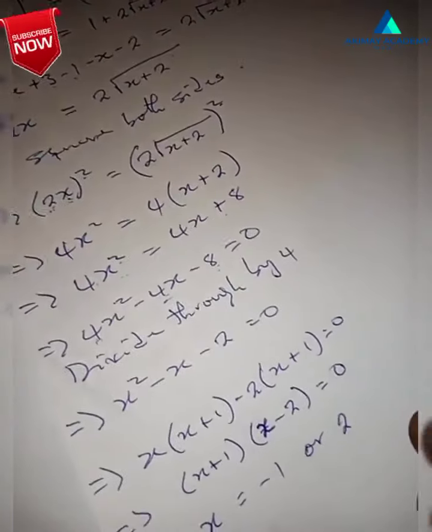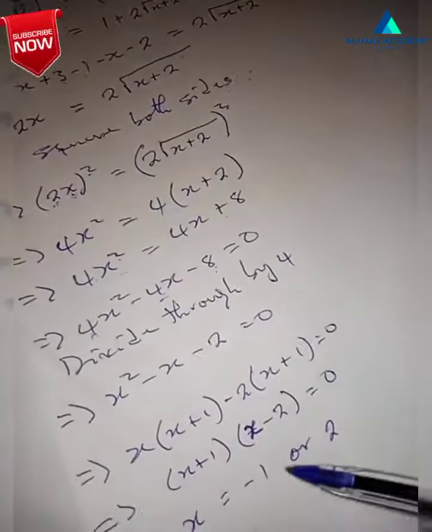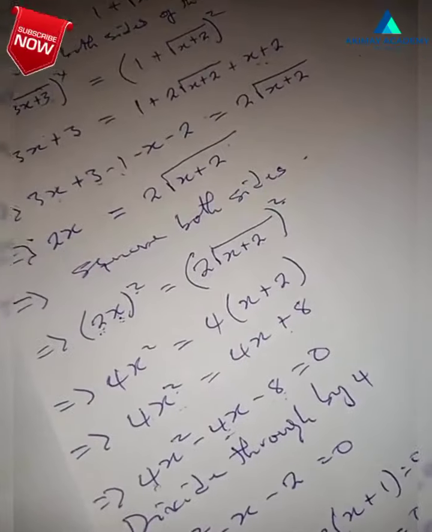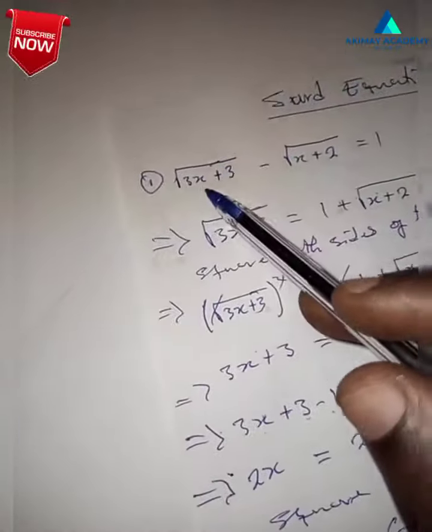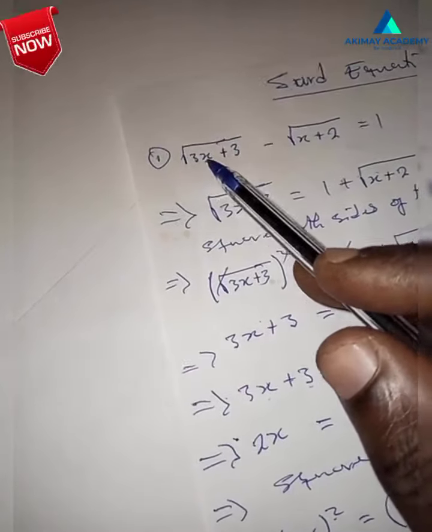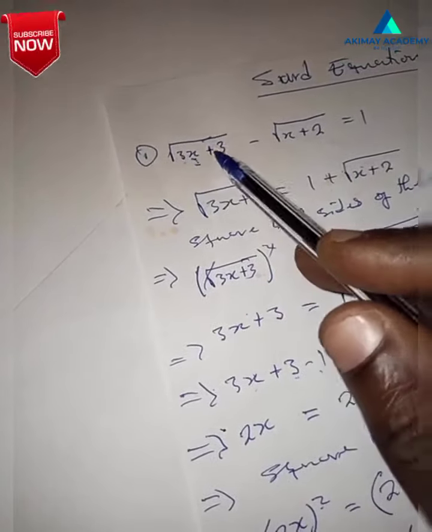Now what we do here is we ask ourselves, let's check which of these values satisfy the equation which was given to us. So we have x to be minus 1 or 2. So let's put minus 1 over here and see. If we put minus 1 here, then we have 3 times minus 1, which will give minus 3. So minus 3 plus 3 will give us 0.